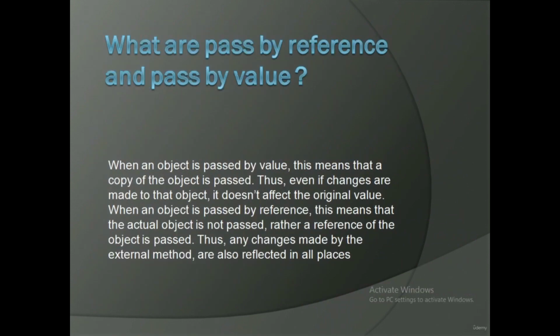What are pass by reference and pass by value? When an object is passed by value, this means that a copy of the object is passed. Thus, even if changes are made to that object, it doesn't affect the original value. When an object is passed by reference, this means that the actual object is not passed. Rather, a reference of the object is passed. Thus, any changes made by the external method are also reflected in all the places. Let's see another one.